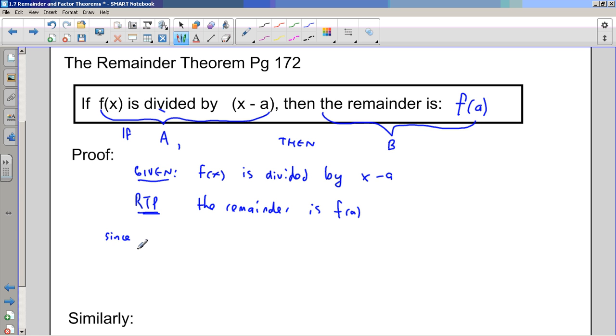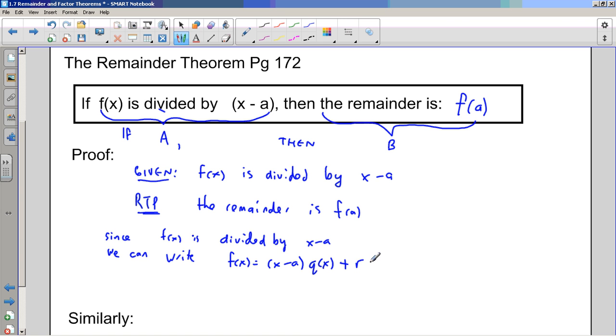Since f(x) is divided by x minus a, what we're going to do is write our division statement. We can write f(x) is equal to (x minus a) times the quotient, whatever the answer is when we do long division, plus the remainder. And I know my remainder is actually going to be a constant, right?